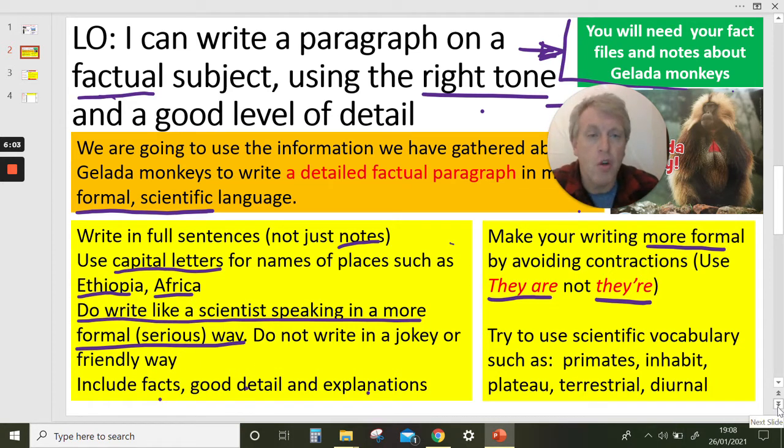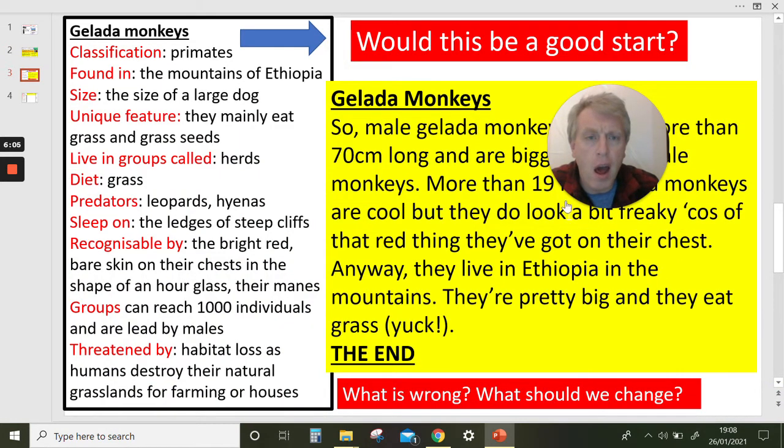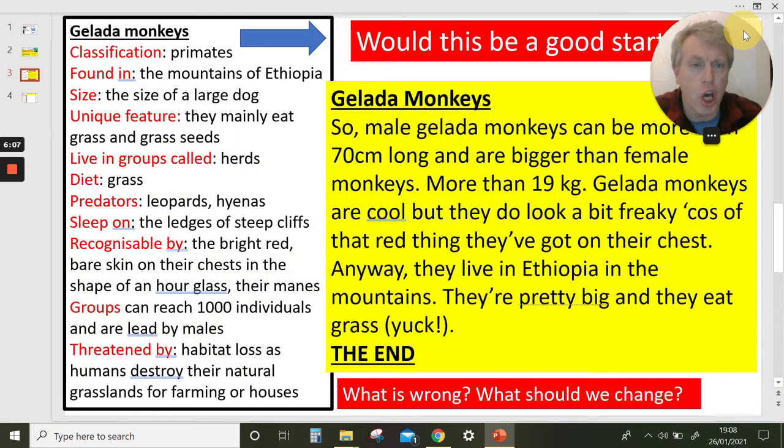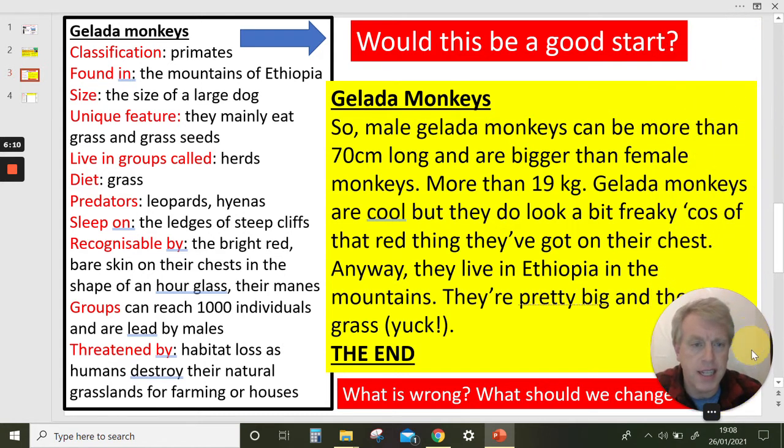Okay. Right. Well, I've had a first go here. Let's see. I wonder what you think. I've got my fact file here. Can you see? But I want to turn it into a proper paragraph with good writing, good detail. So I've written my paragraph. Gelada monkeys. Okay? What do you think?